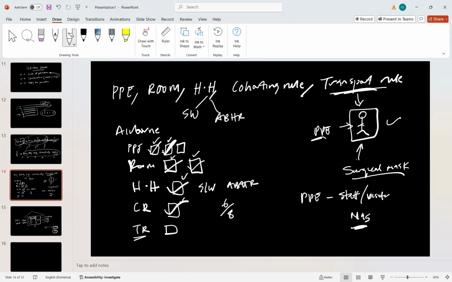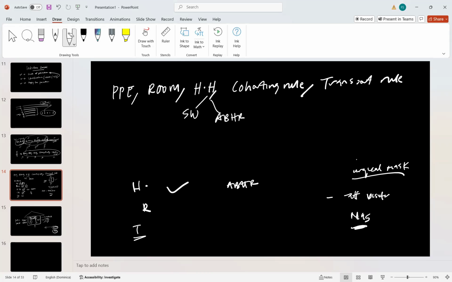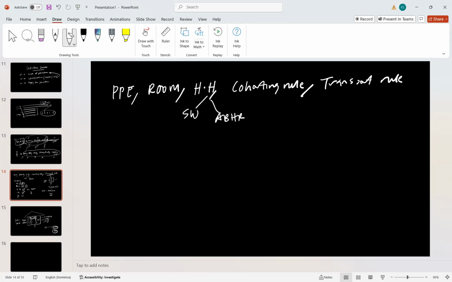So now let's do the same real quick for droplet. Tell me, what is the PPE for droplet? For droplet, the PPE should be hand hygiene, regular surgical mask, and private room. Surgical mask, gloves, and I think a gown.